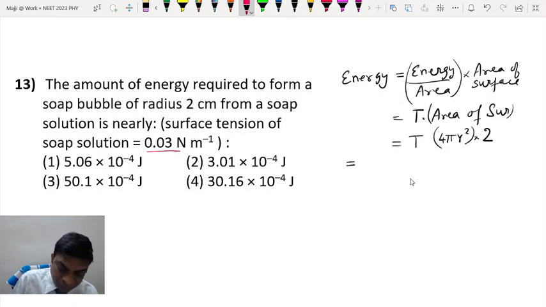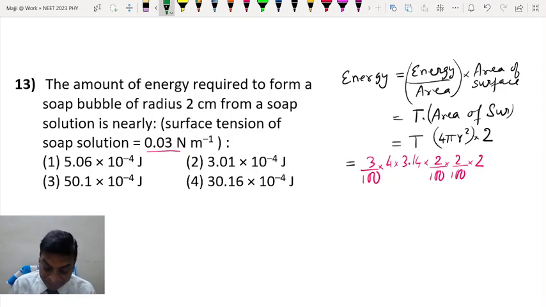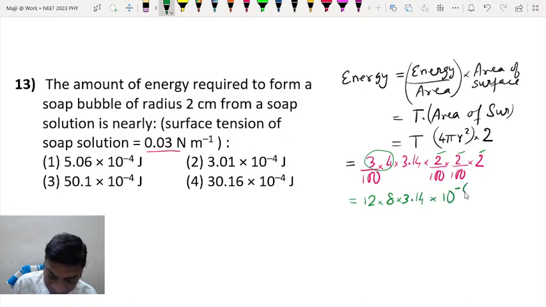Surface tension is given as 0.03. I'll write it as 3 by 100 in SI unit. Then 3.14 pi. Radius is 2 centimeter, so convert it into meter by dividing by 100. So here we have 2 to the 4, 4 to the 8, and this will be 12. So 12 into 8 into 3.14 into 10 to the power minus 6.